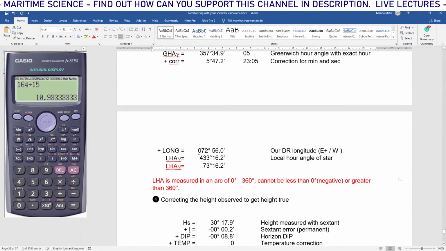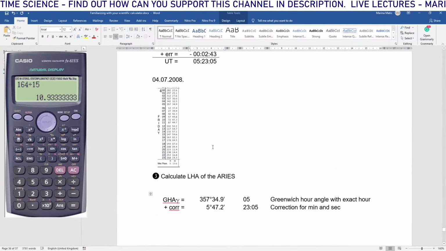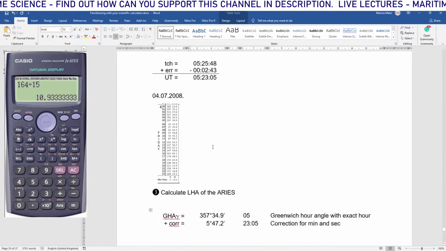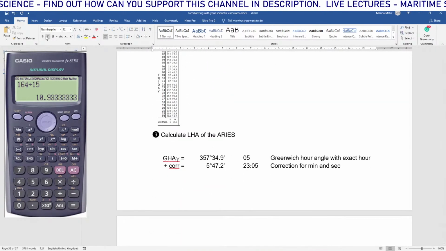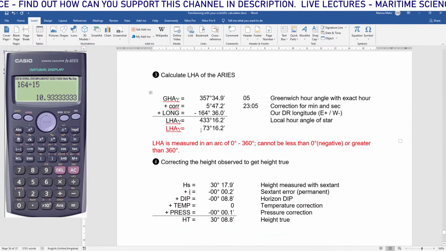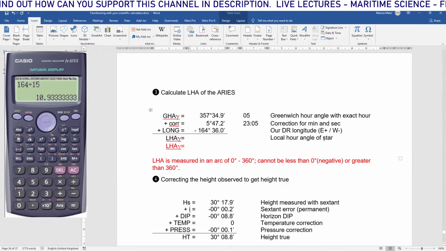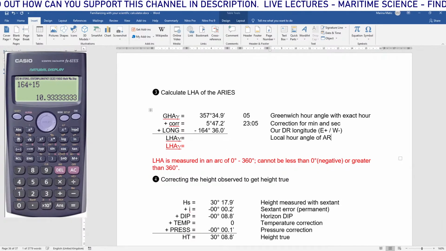And I need to make a note. It's negative because it's west. So let me just put this on the same page so everything is on the same page. Okay, so I have this. Let me delete this. Local hour angle of Aries.